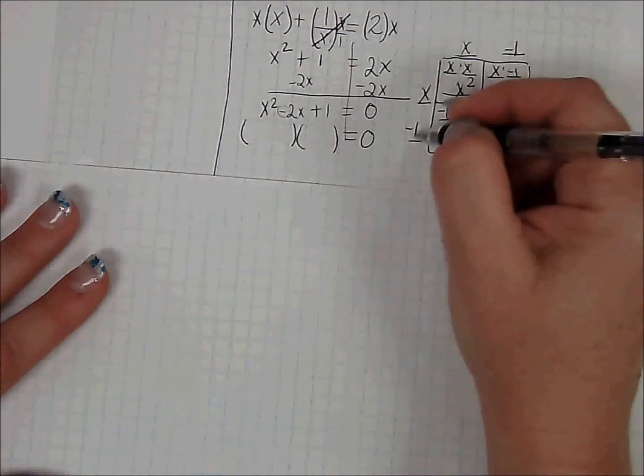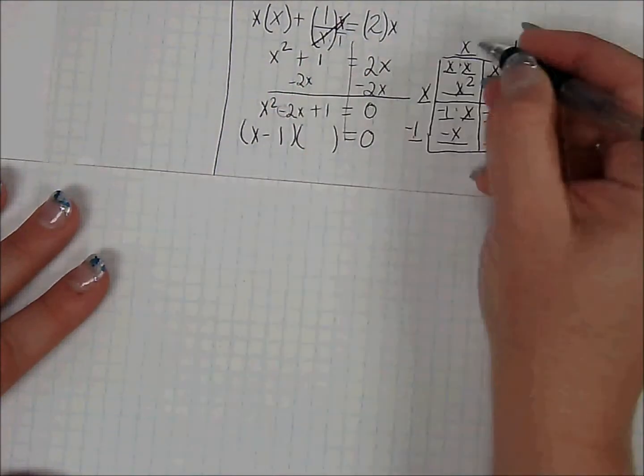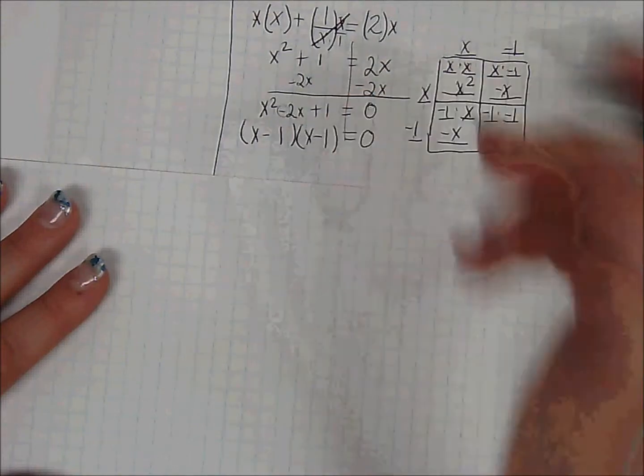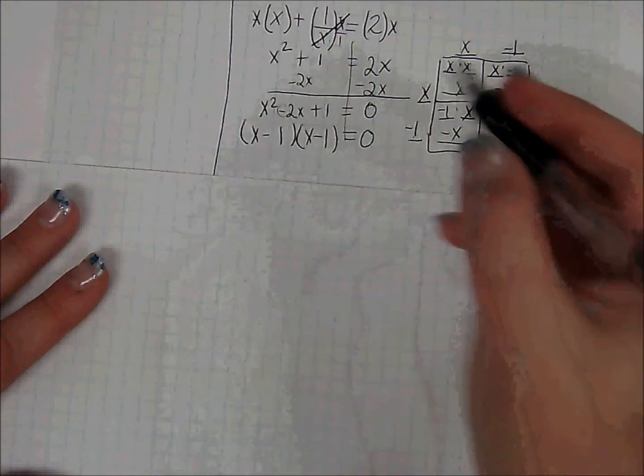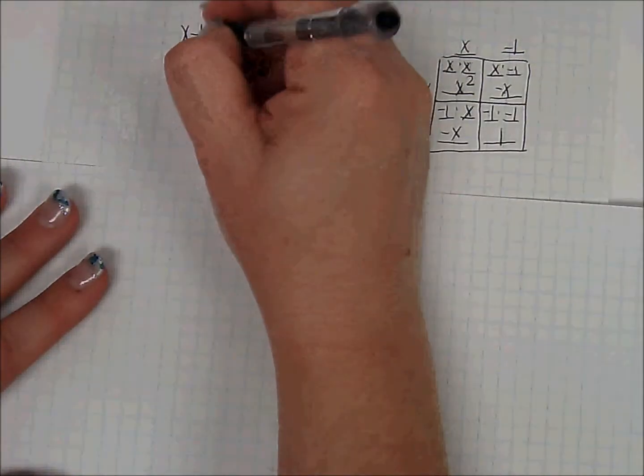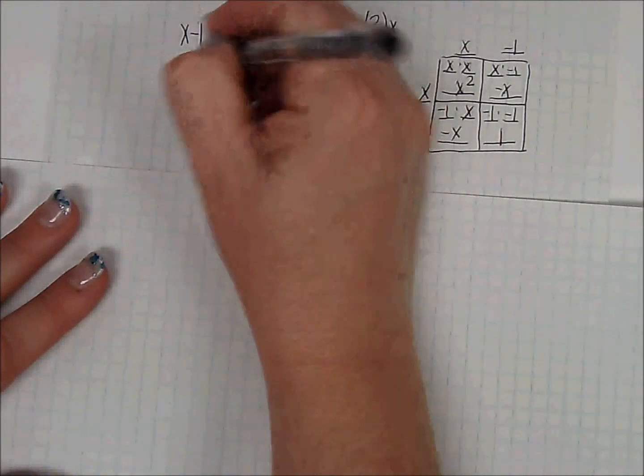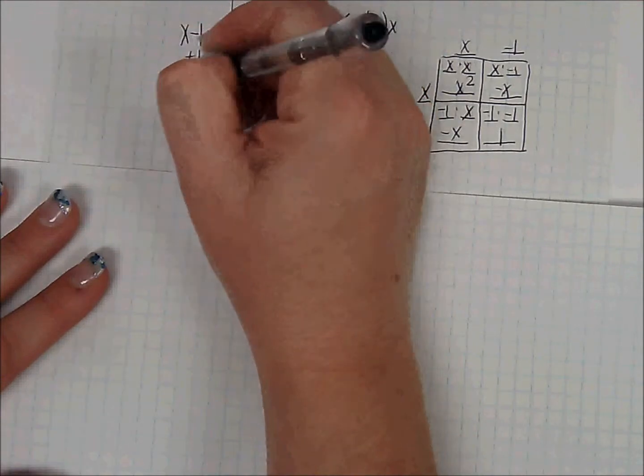So I have x minus 1 times x minus 1, and they both equal 0. Well, they're exactly the same, so I just need to do it one time. X minus 1 equals 0. Add the 1 to both sides, x equals 1.